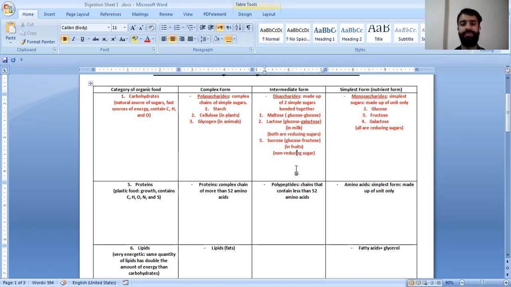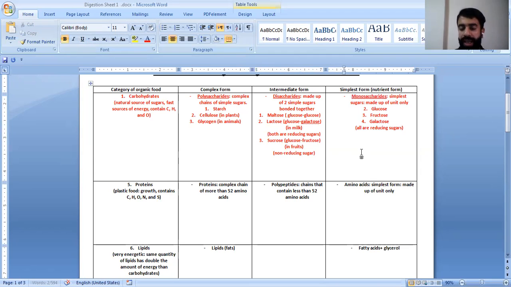So you have to know that the intermediate form is called the disaccharide. It's made up of two sugars bonded together. First one is maltose: glucose and glucose connected to each other. Second, we have lactose: glucose and galactose. And sucrose is glucose with fructose. Moving to the simplest form. Simplest means one, so it's called mono. Monosaccharide is made up of only one unit, like glucose, fructose, and galactose.